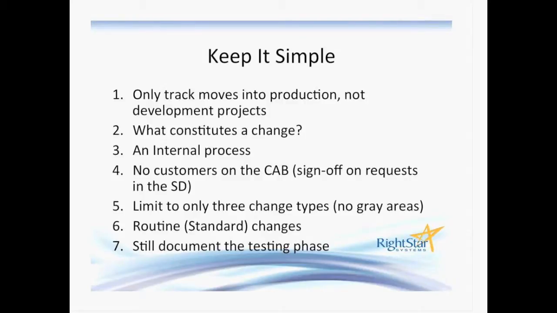And there's a couple key items. I've listed 7 key items that you can use to help keep your change management process simple. One is to only track moves that are moves into production, not development projects. By development projects, I'm talking about things that need programming, for example, so a software development effort.